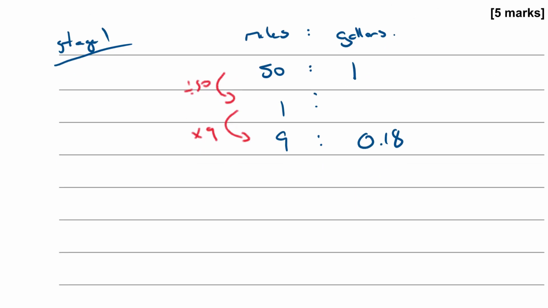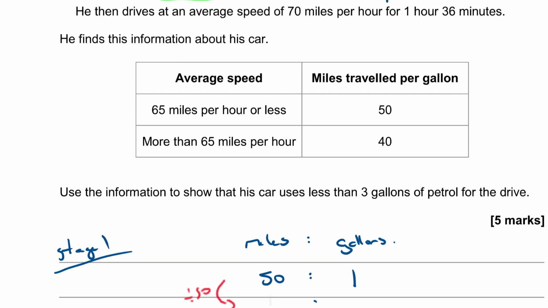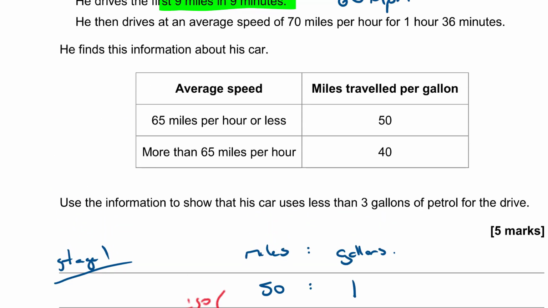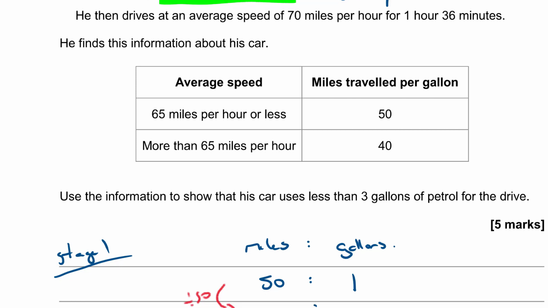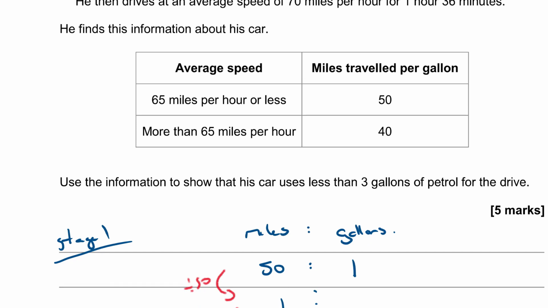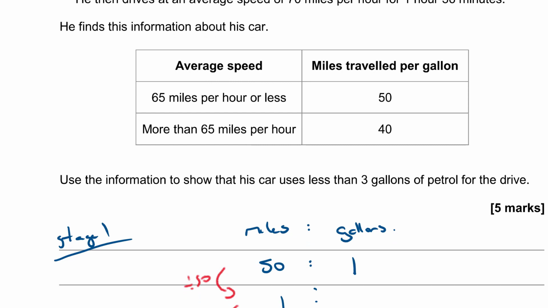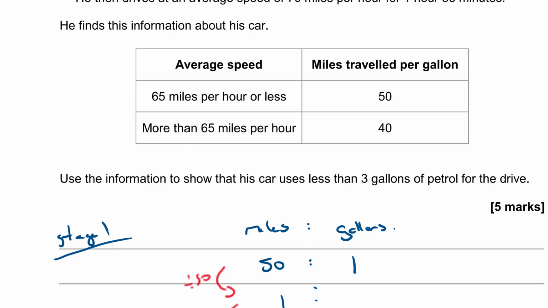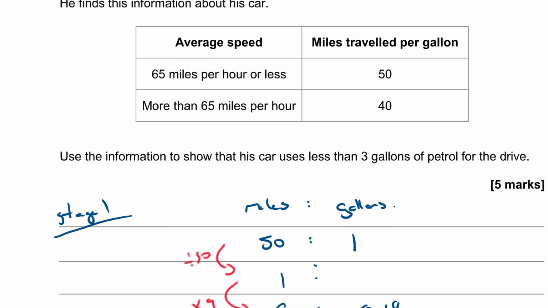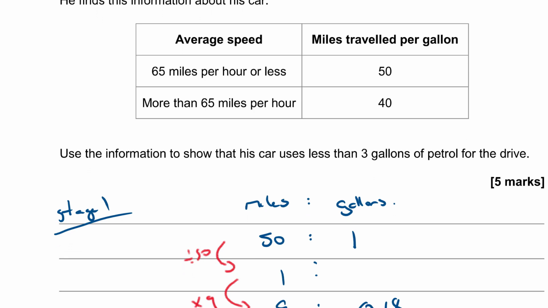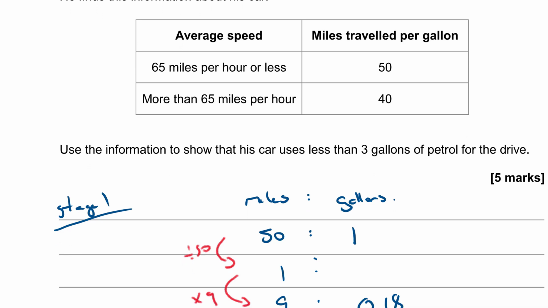Now for the second stage of the journey, I'm going to do the same thing. Because he's going faster than 65 miles an hour for the next 1 hour and 36 minutes, what we don't know at the moment is how many miles he travelled. And well, that's what we need. We need to know how many miles he did in that 1 hour and 36 minutes. So if he's going 70 miles an hour for 1 hour and 36 minutes, how many miles is that then?